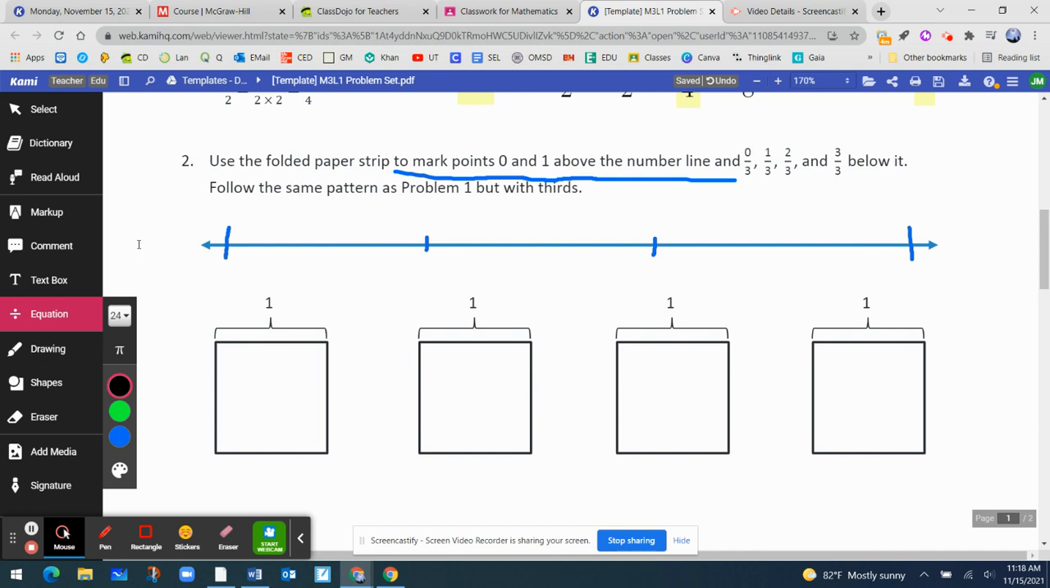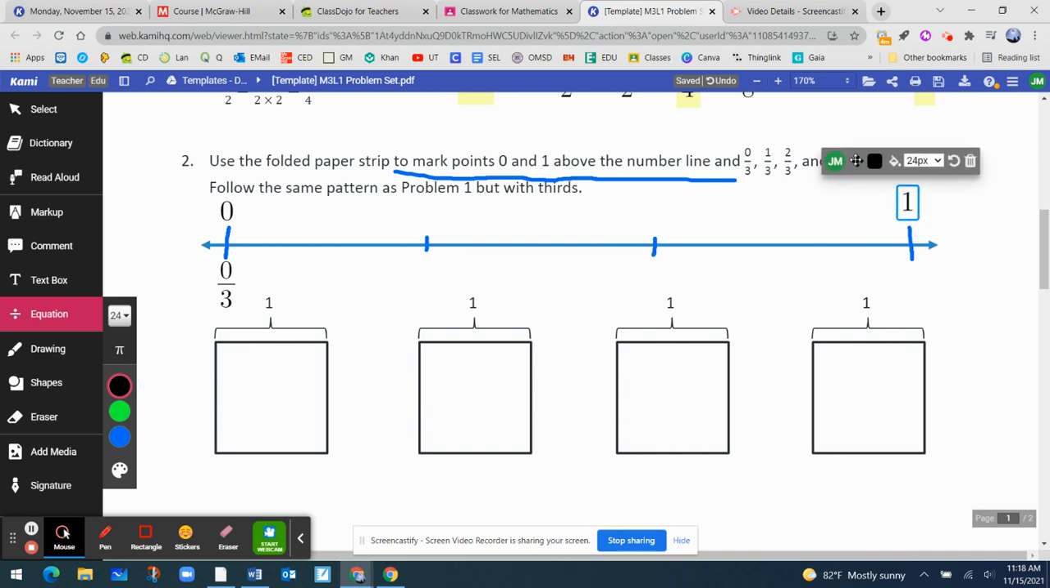Okay, so 0 thirds, that would be right here. And that will be this number above, and that number can also be 0. That will be a 0 as well. And the opposite end will be a 1 right there. That will be a 1.